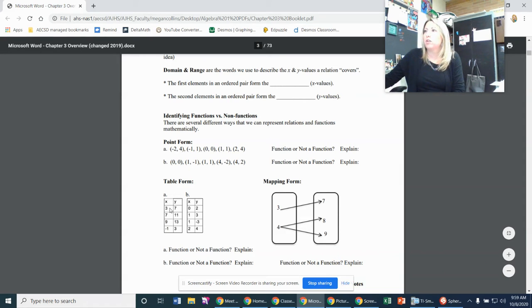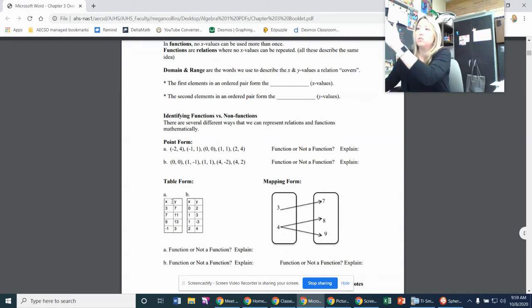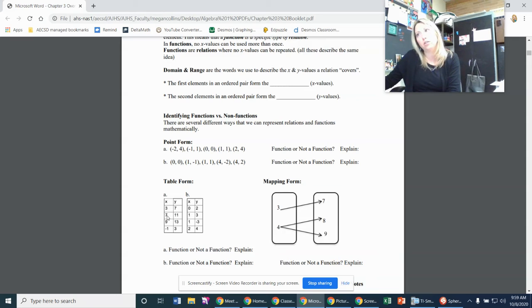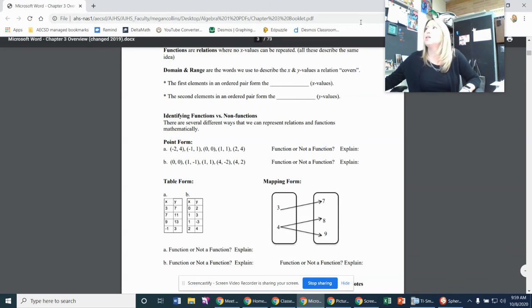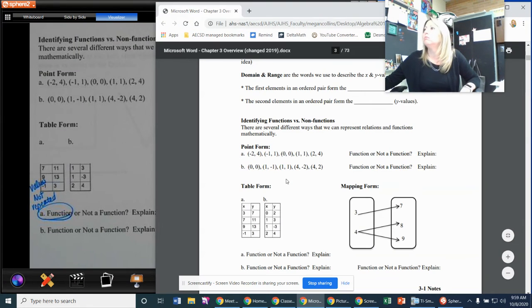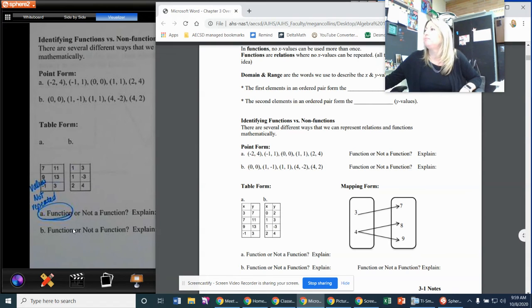Look at your table. Okay, look at your X values in your table. Notice your table goes X is on the left, Y is on the right. And so look down your X values. Do you have any repeated X values for A? That's a function. Okay, and again, I'm going to write it right here on my table: X values not repeated. Okay.